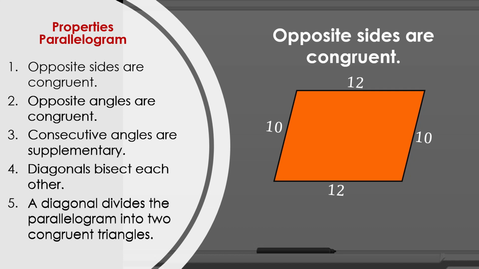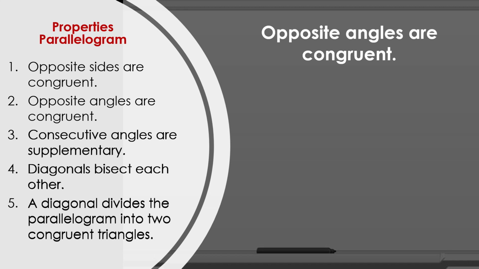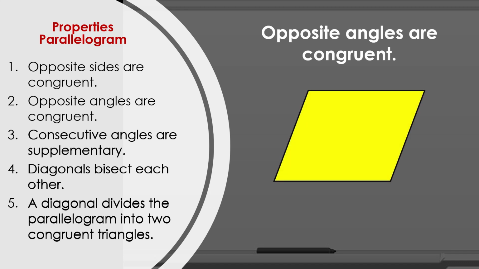So let us have our second property. It says that the opposite angles are congruent. Same with number 1, this time we will refer to the opposite angles. Let's say that this is the given angle. Then the opposite angle of it is the one across from it. Same goes for the other angle. If we are referring to this angle, then the angle opposite to it is this one.